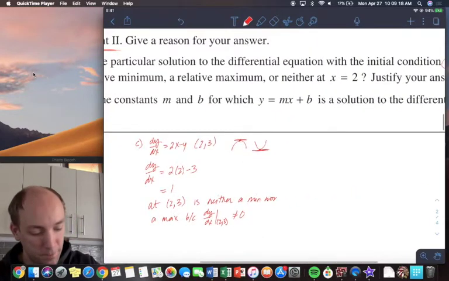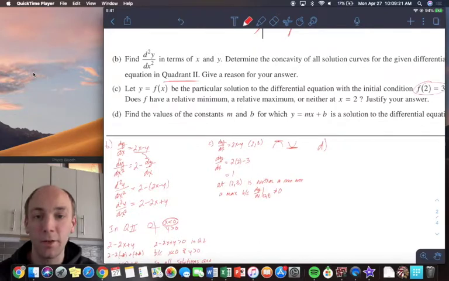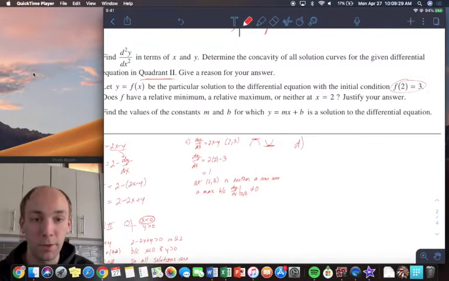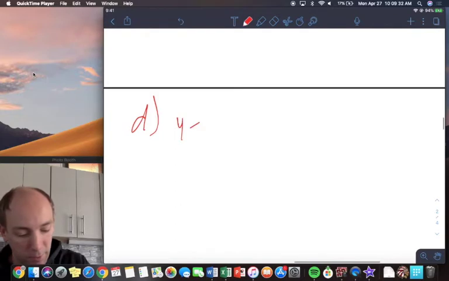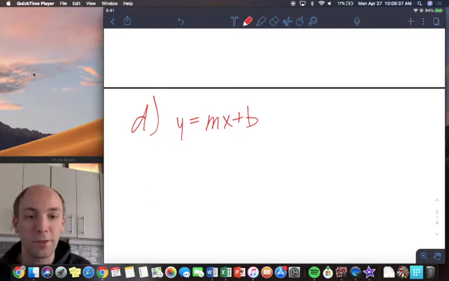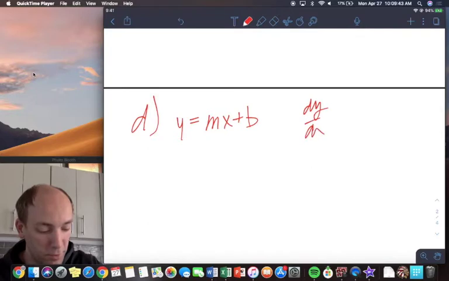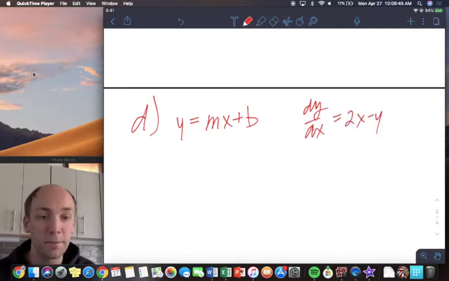For part D, find the values of the constants m and b for which y equals mx plus b is a solution to the differential equation. Okay, so y equals mx plus b. That's just your equation. It looks like the equation of a line. So they're saying that if you solve this differential equation, 2x minus y, then your solution would be y equals mx plus b. Okay? So let's kind of reason through this problem.